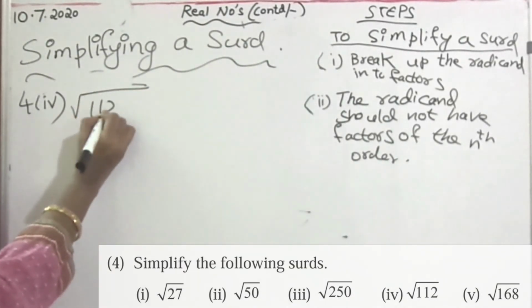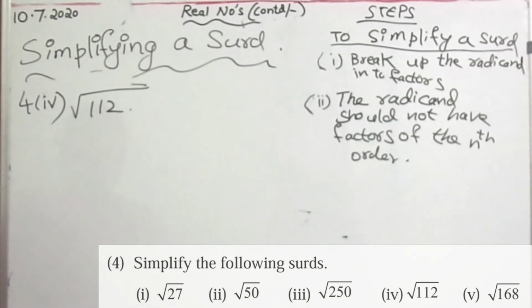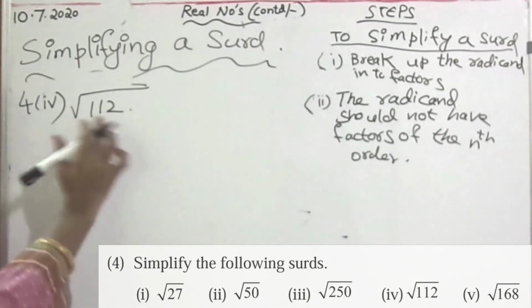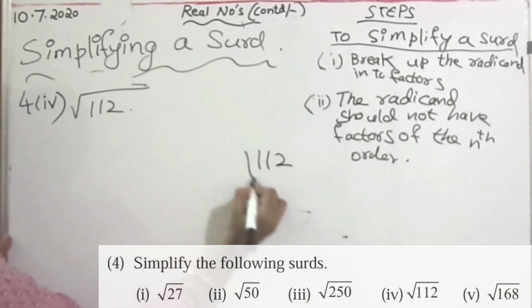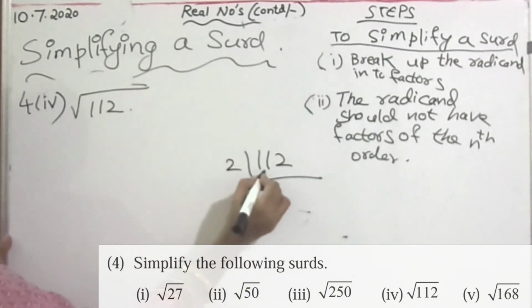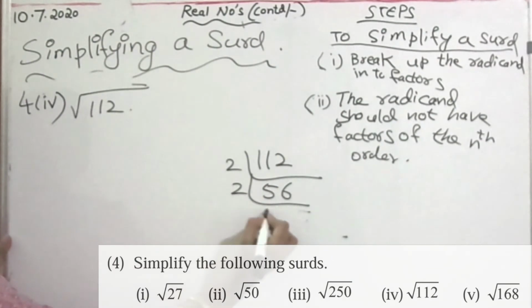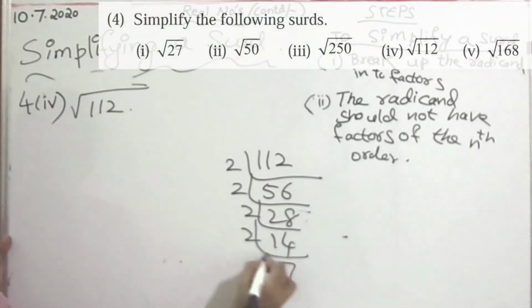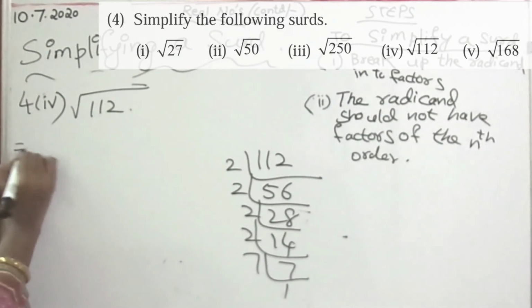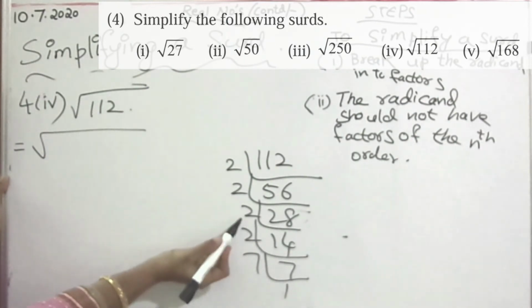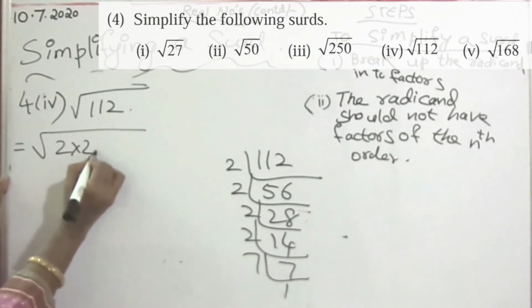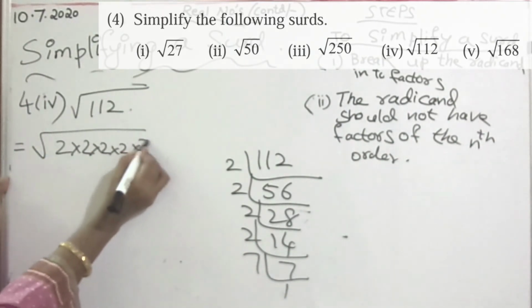Root 112. First we'll break this into factors. 2 goes in this 28, 2 goes in this 14, 2 goes in this 7 and 7 ones are 7. Write down. How many 2s are there? 1, 2, 3, 4 2s. 2 into 2 into 2 into 2 into 7.